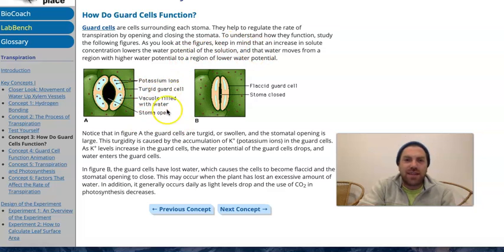And it does that using potassium ions. This is kind of the stuff in bananas. So when it wants it open, when it needs to breathe, it opens them, and then when it's done, it can close them.